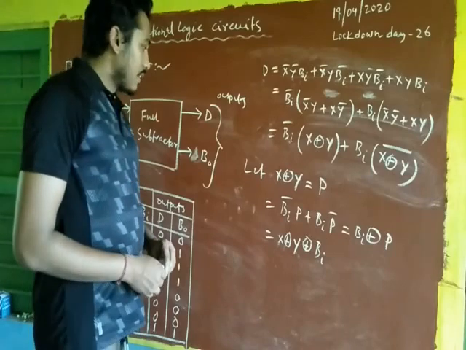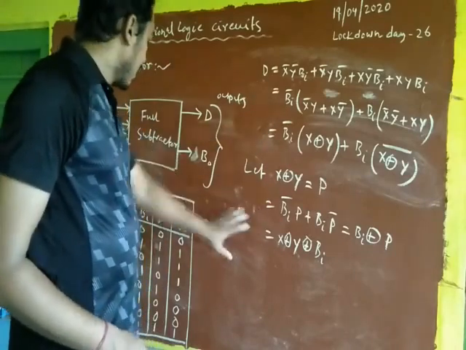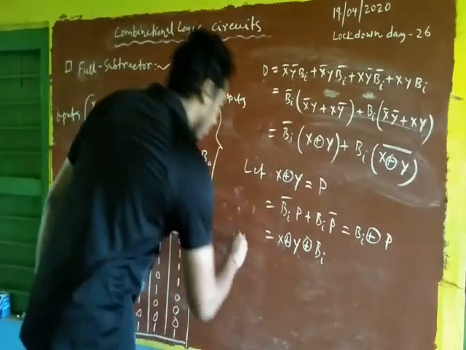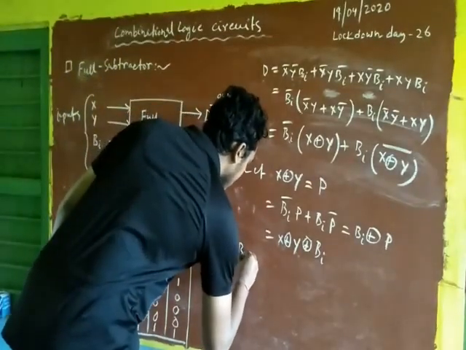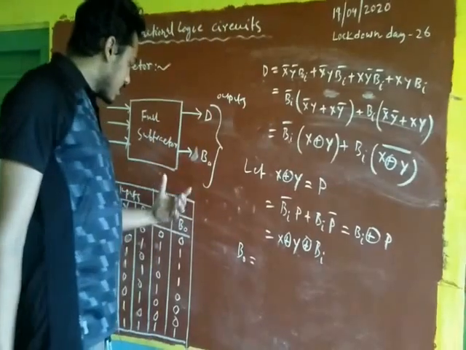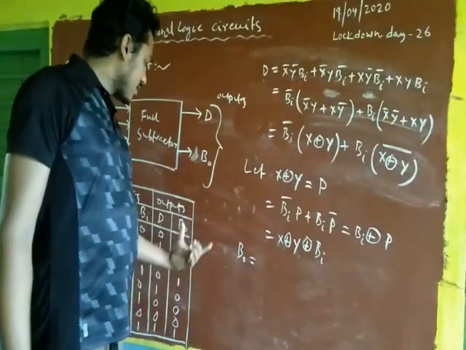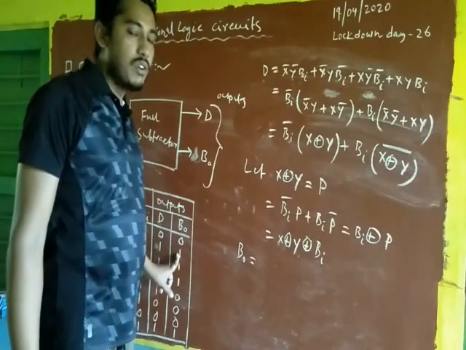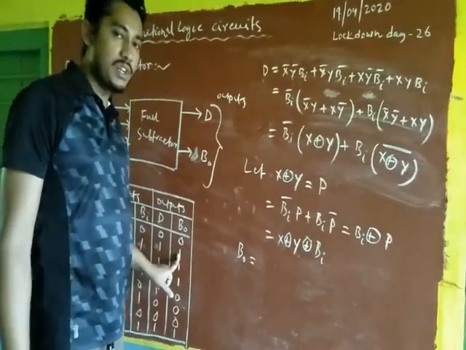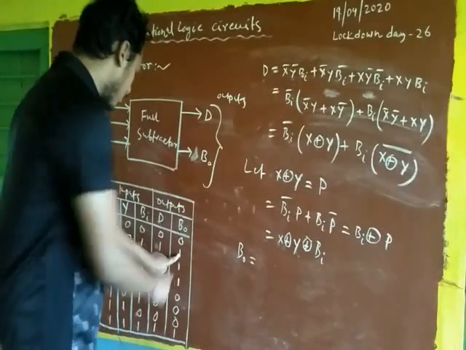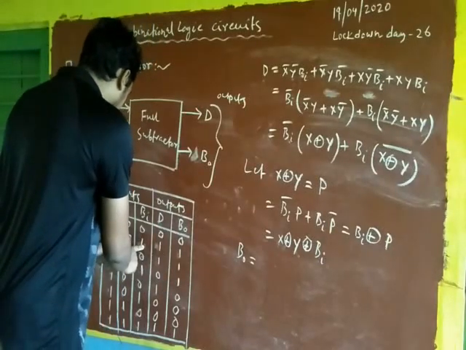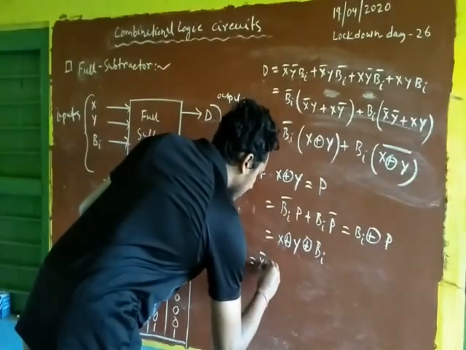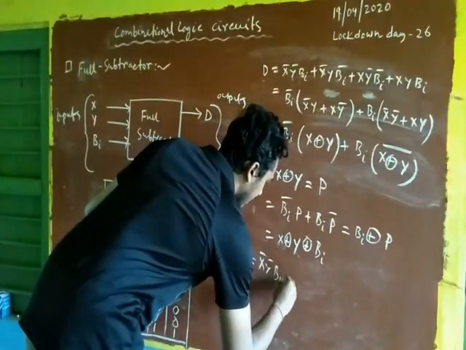Now after getting the expression for the D, we need to find the expression for B out. Okay, borrow out. So B out we are writing here. So B out is equal to, now in the same manner we can get, that means summing up all those input combinations for which output is 1 or borrow output is 1. Okay, so for this one, what is the corresponding input combination? So x bar y bar bi.